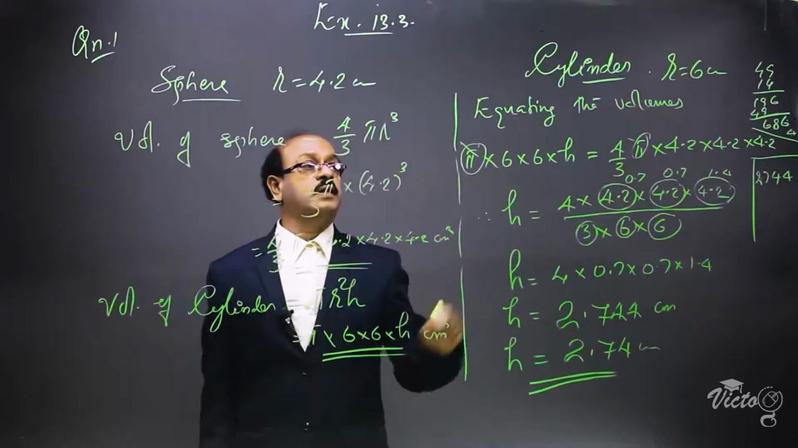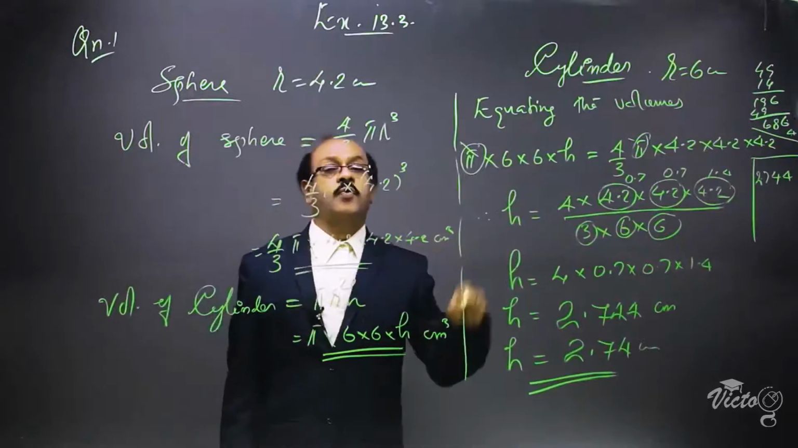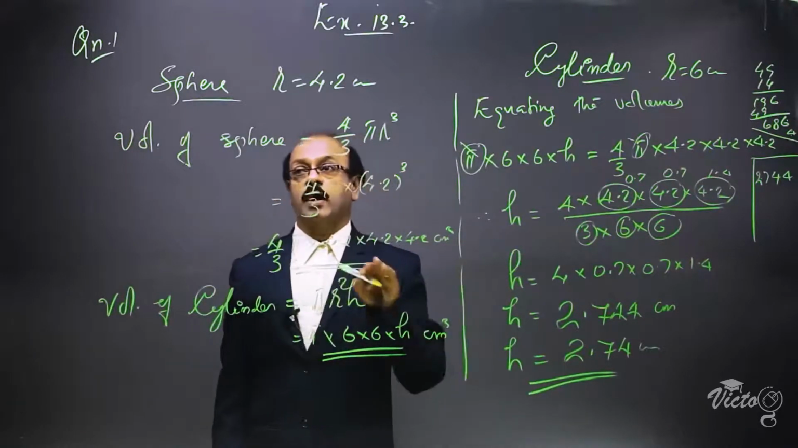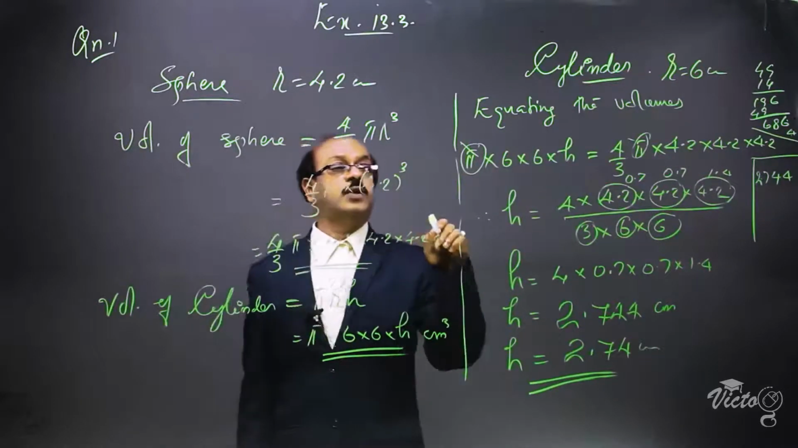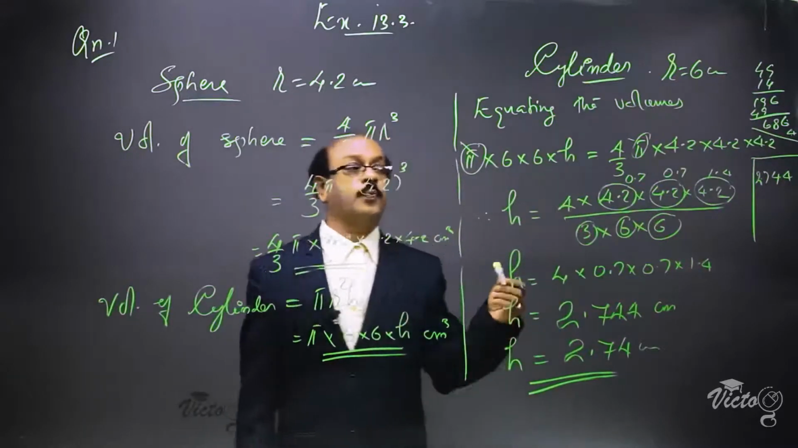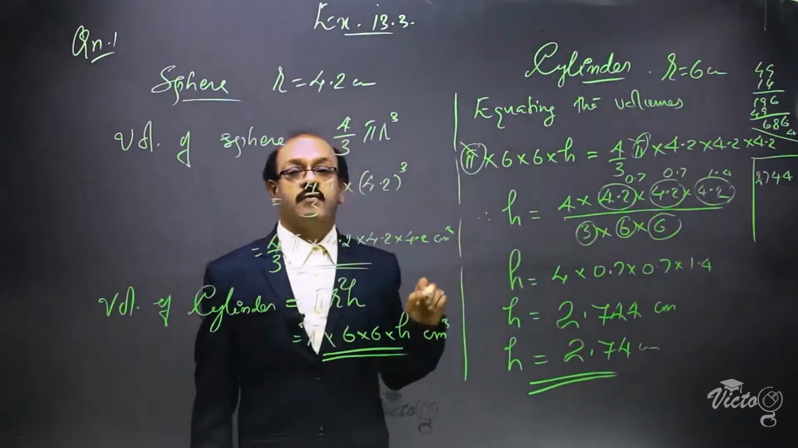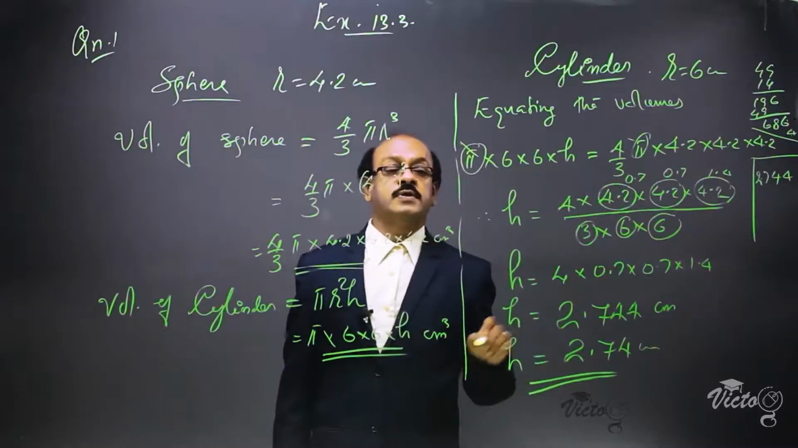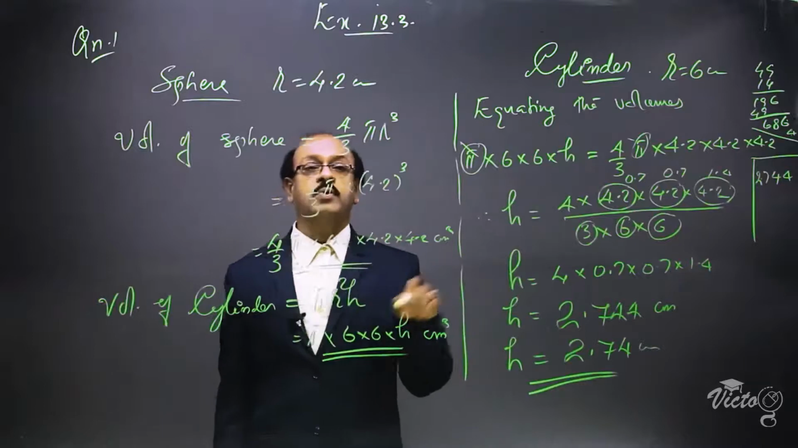So, equating these two volumes, because the sphere is melted and recast into the form of a cylinder, the volume of these two shapes must be equal. Volume of sphere must be equal to volume of cylinder. So, equating pi into 6 into 6 into h is equal to 4 by 3 pi into 4.2 into 4.2 into 4.2. On simplification, we are getting the height of the cylinder as 2.74 centimeter. This is the answer. It's an important type of question on conversion of solid from one shape to another shape.